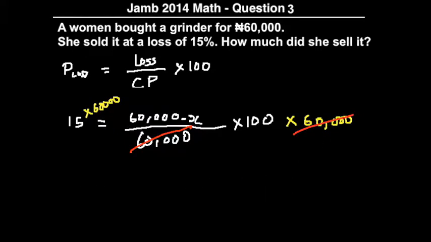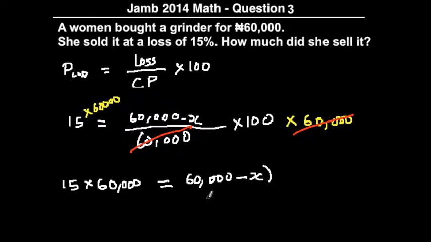And just to clean up a little bit, let me rewrite what we have left. So what we have is 15 times 60,000 on one side. And we have that being equal to 60,000 minus X whole quantity multiplied by 100.